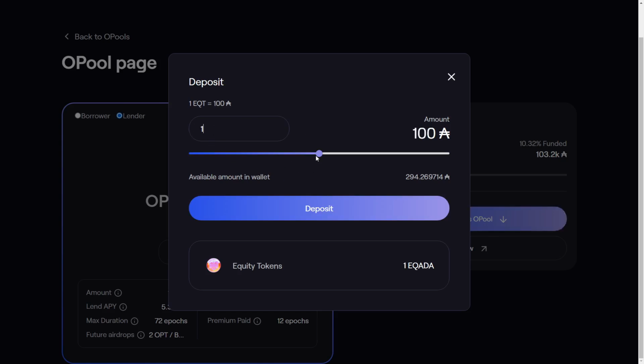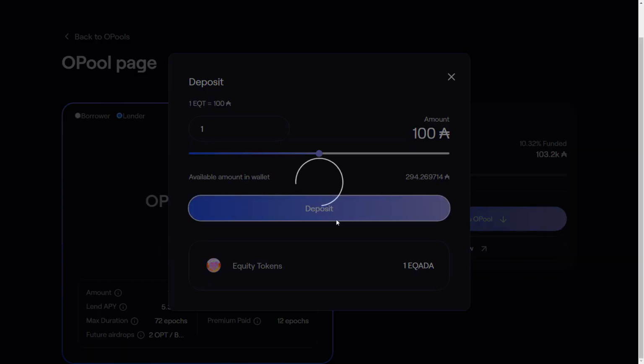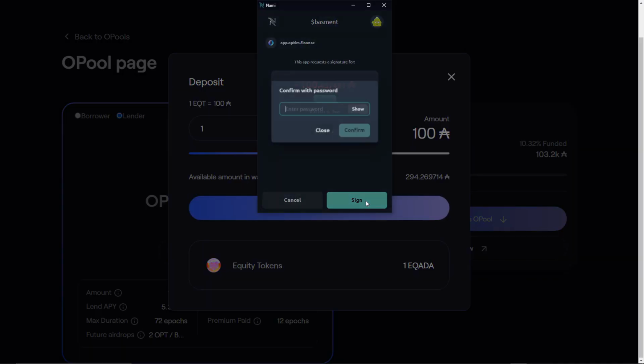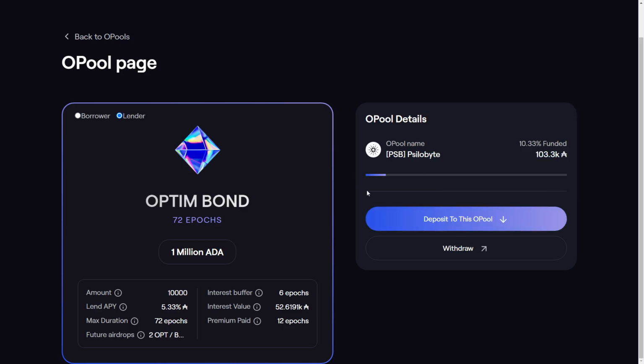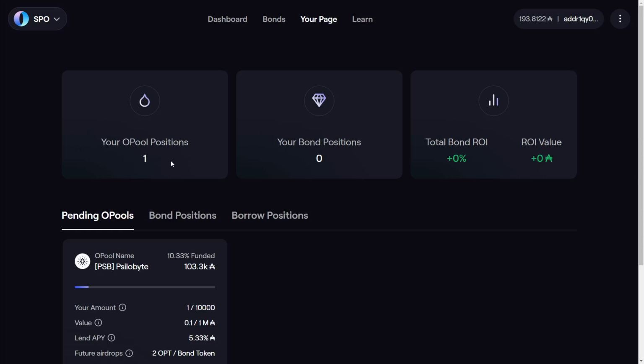We're just going to do 100 ADA. Press Deposit, transaction will form. Sign this, confirm, and then once this transaction goes through, we will see on our other page, our main dashboard, our position. We can now see our pending bond on our Your Page section at the top.